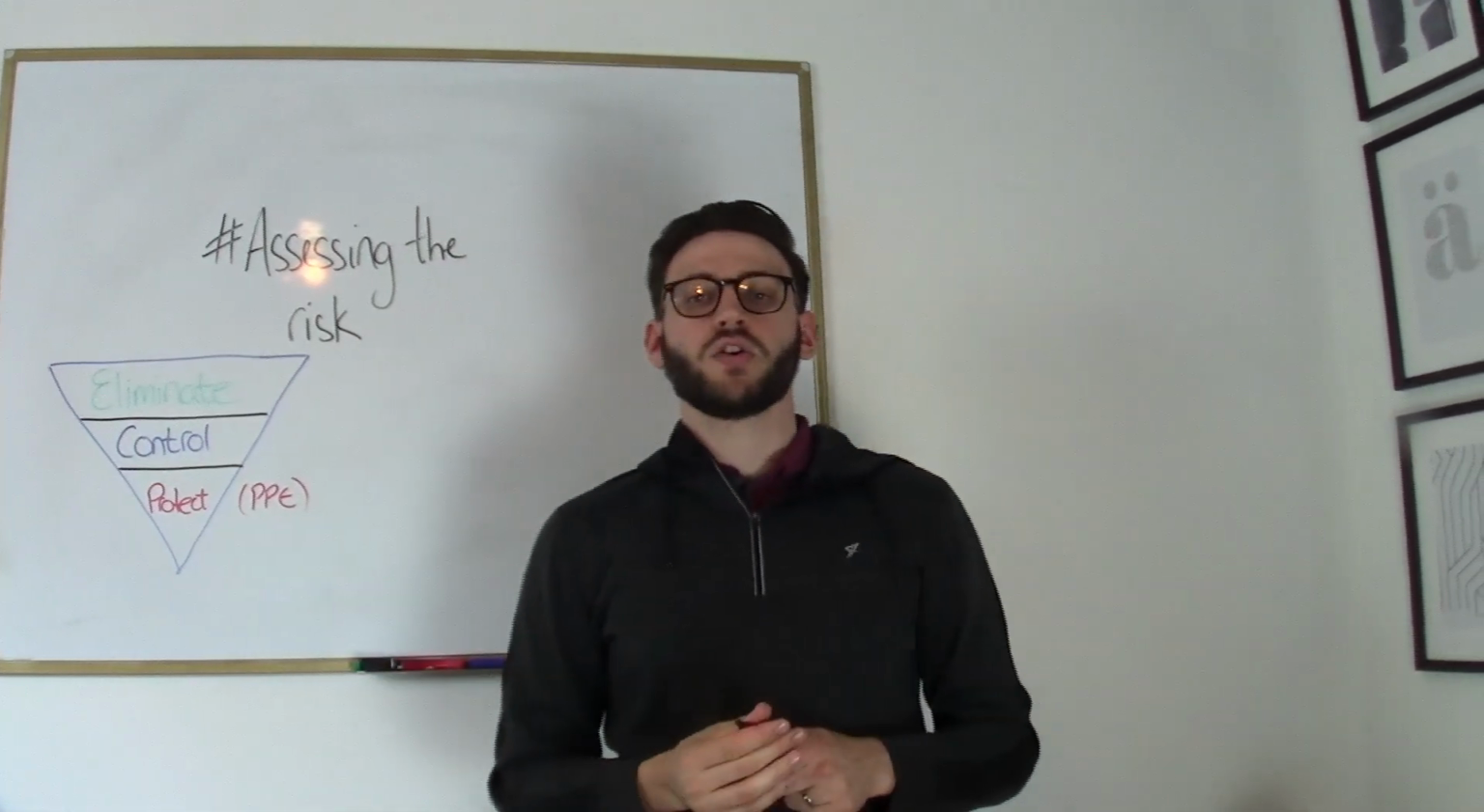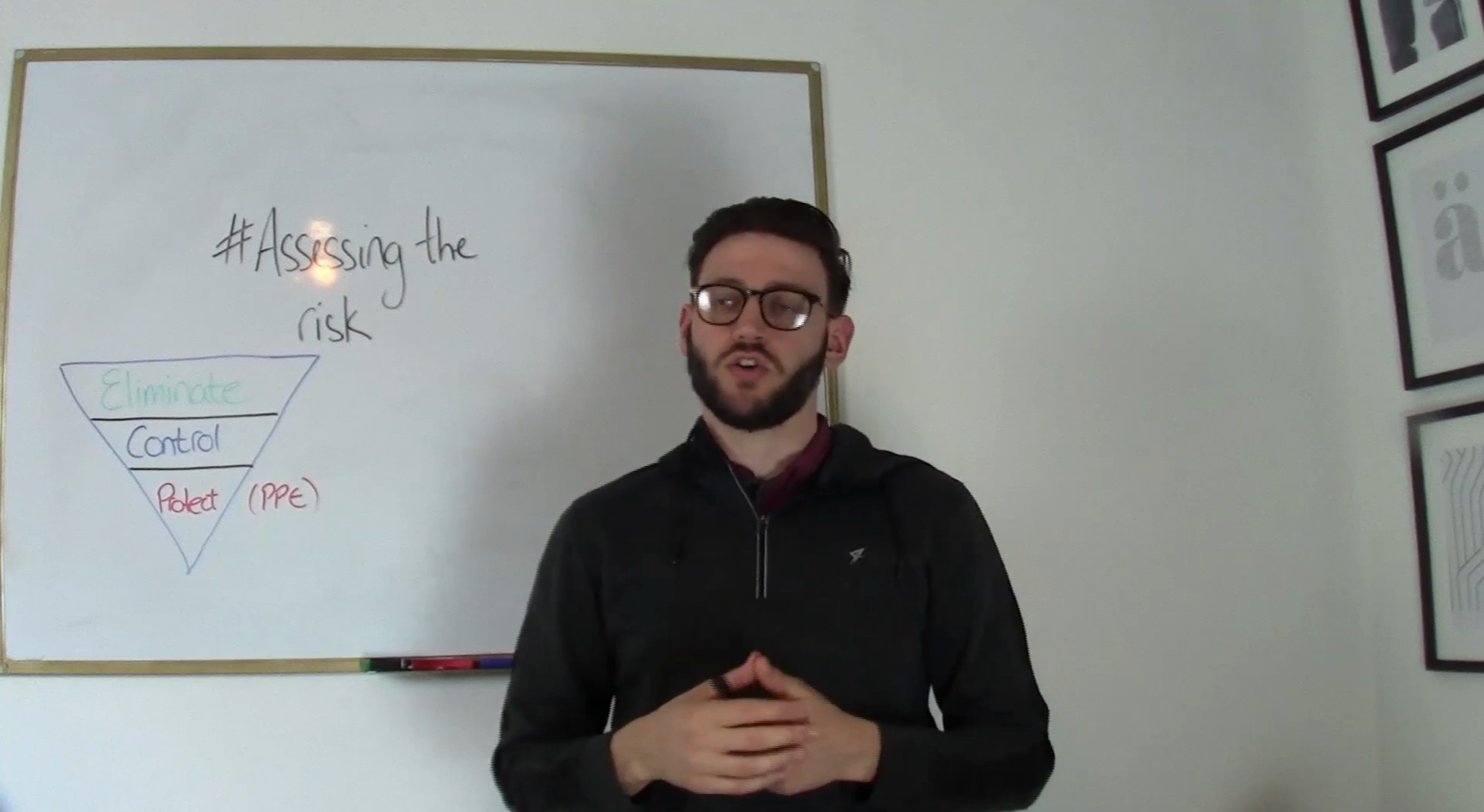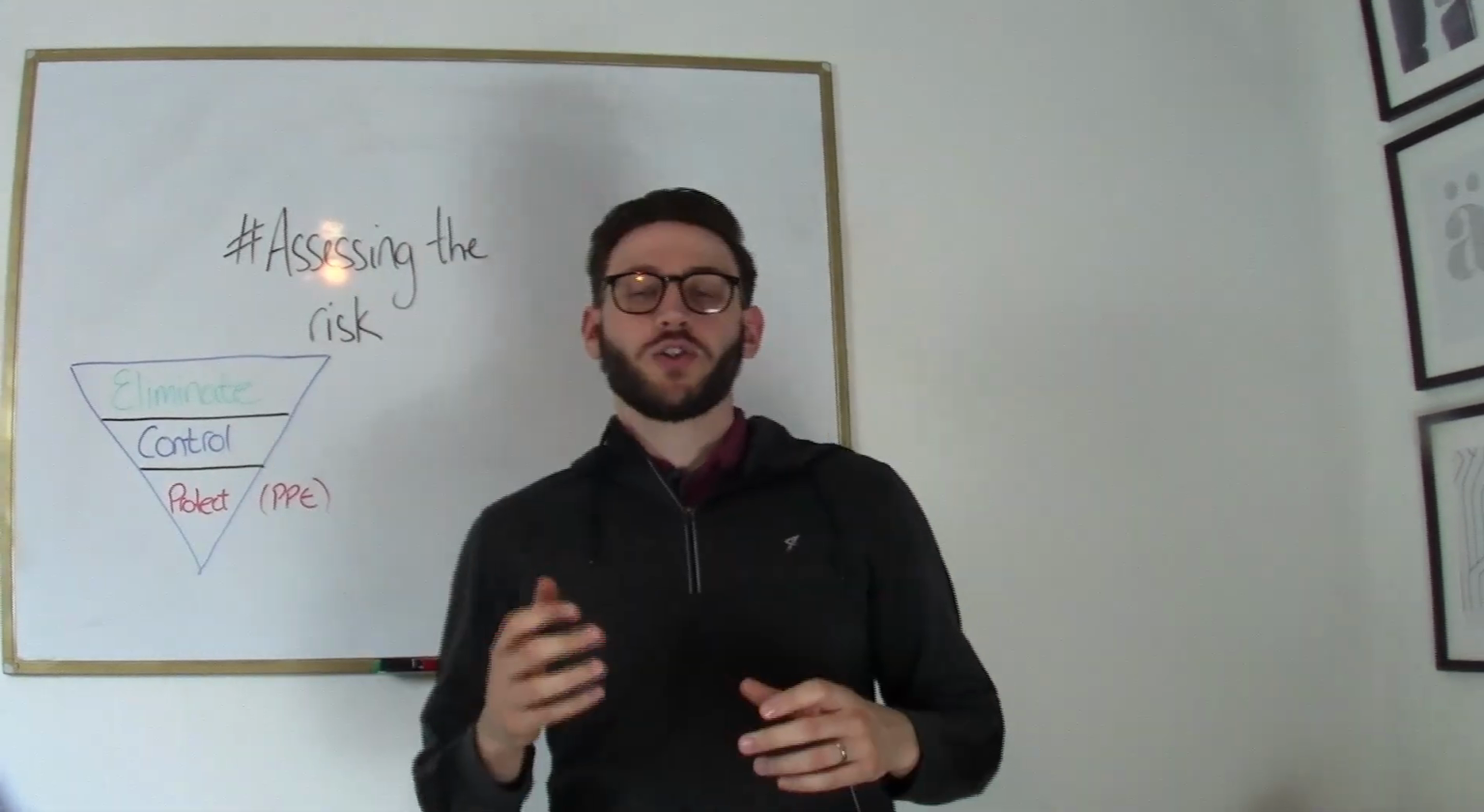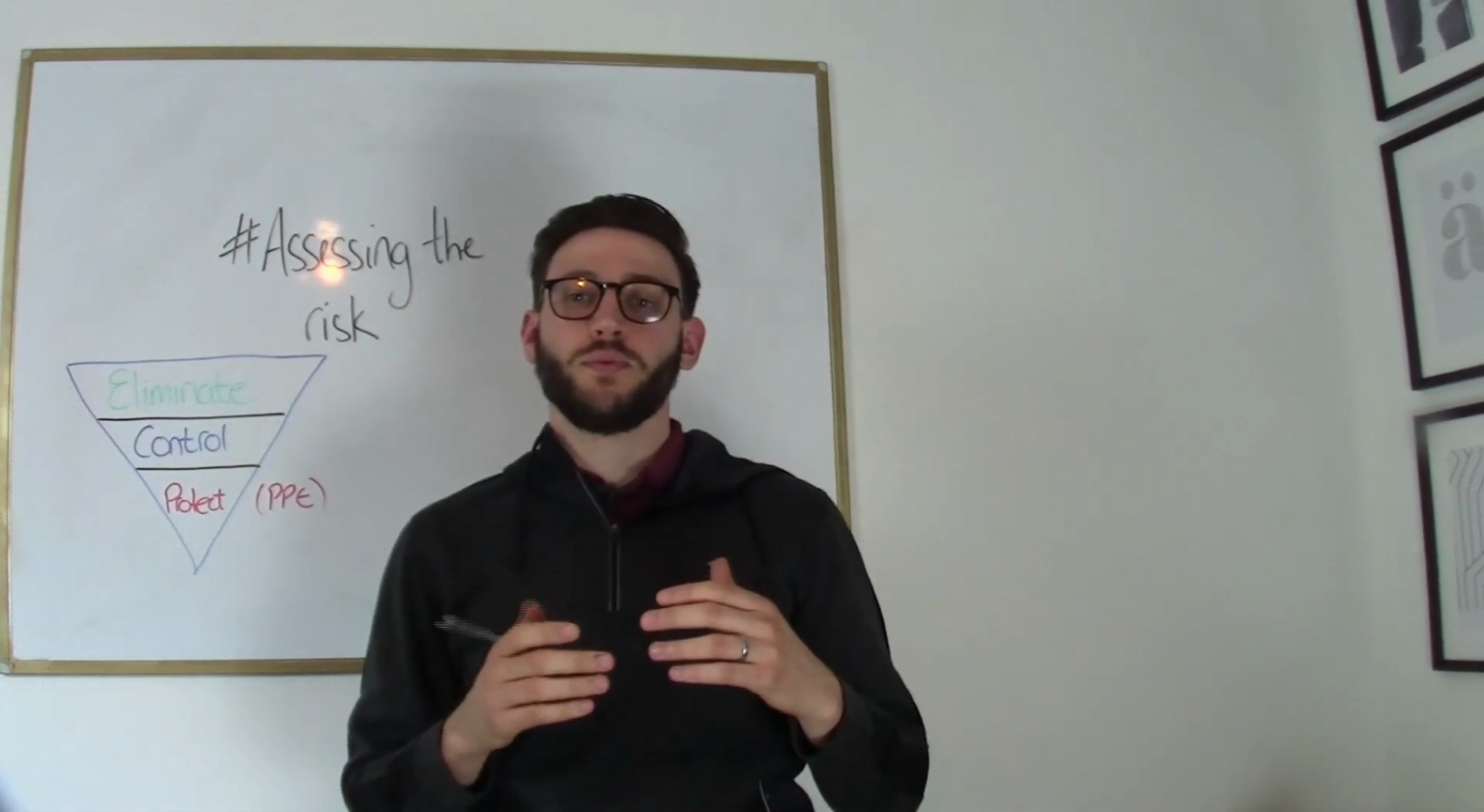So we've really had a good conversation about eliminate. We can't do it. Now we need to control. This breaks into so many different areas. So we're essentially trying to mitigate the problem. So how do we do this?